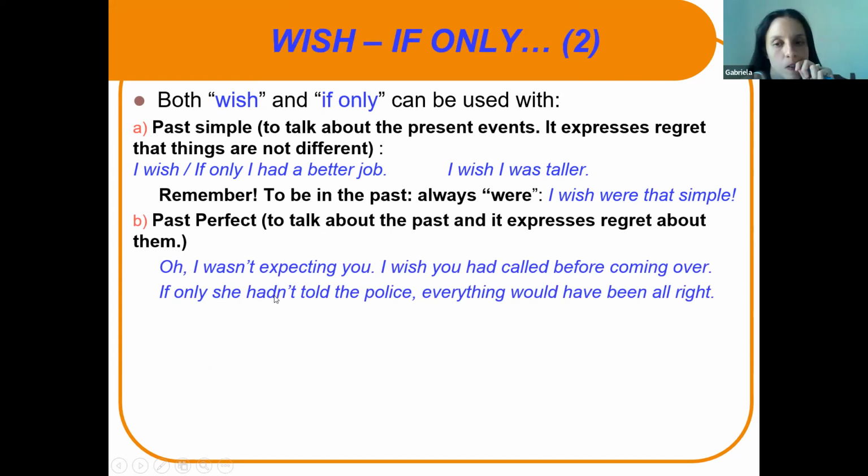Gaby, quiero que me digas qué notas aquí. Cuando yo digo I wish I was taller, I wish were that simple, I wish I had a better job, if only I had a better job, if only I was taller, if only I were, I wish were that simple, etc. Mi pregunta es, ¿qué cosa tienen todas estas oraciones en común? Están en pasado. Ok, sí, están en el pasado. Pero con respecto al sujeto. Ah, yo. Primera persona. Exactamente, la mayoría son I wish, I wish, I wish.